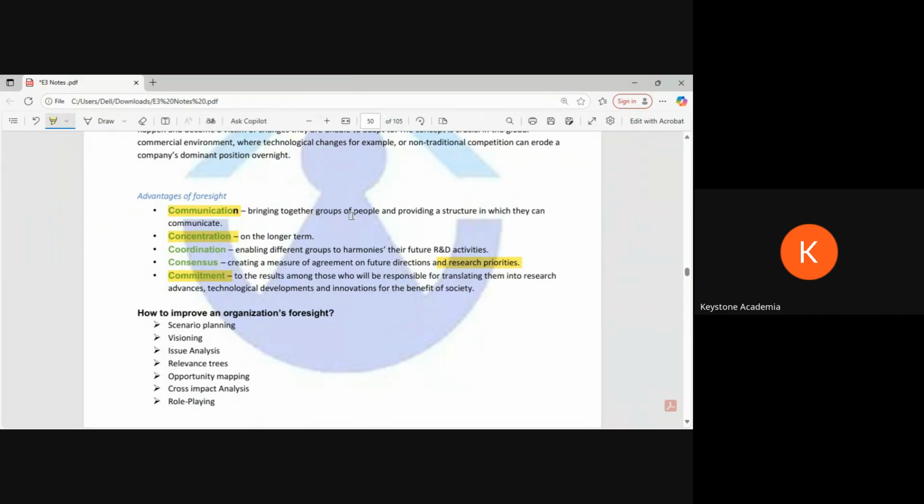How to improve an organization's foresight? We can do scenario planning. Scenario planning is like what-if analysis, we'll see it. Visioning, what visions we have, issue analysis, relevance trees, opportunity mapping. So these are certain models which can be used that can help us. Technically, these models are logical. It is starting from certain data we have now, information, we're trying to connect the dots. So it's not like we are starting from nothing. We have some base, and on that assumption we are coming up with the new scenarios.